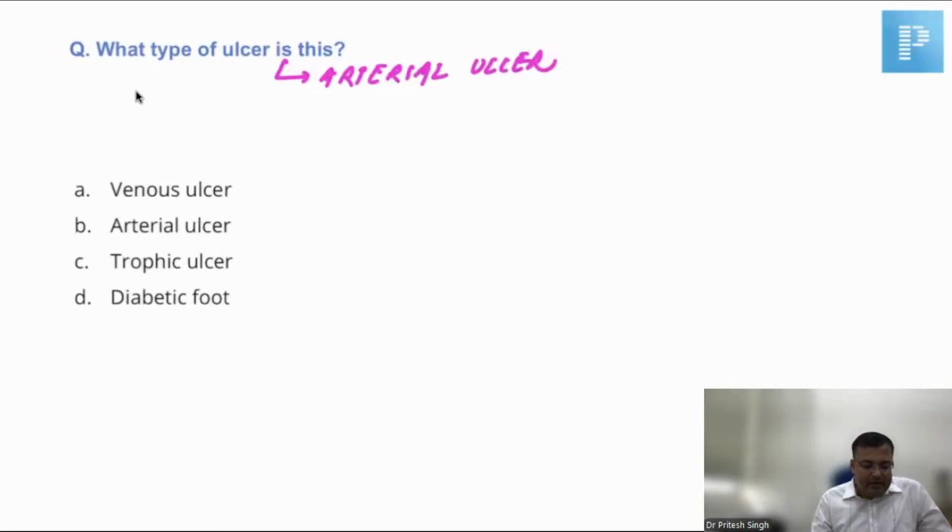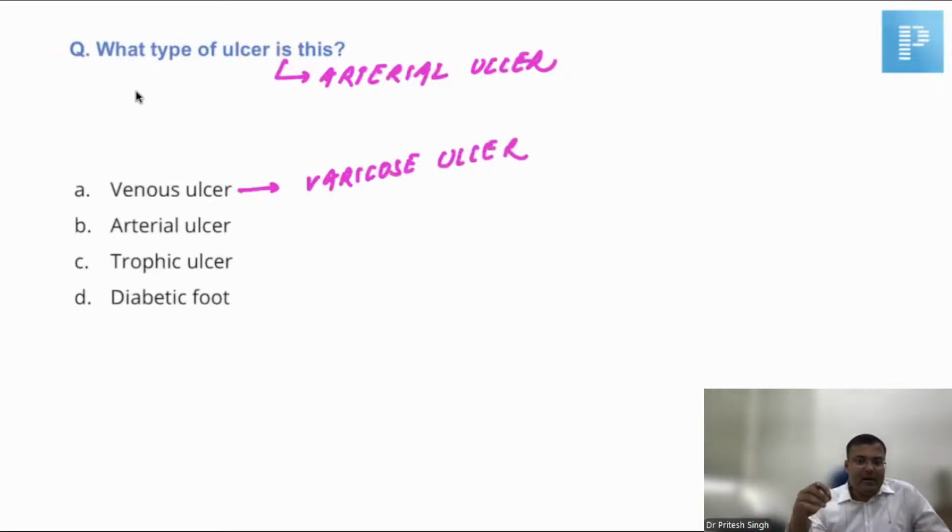Above medial malleolus. Guys, if it's above medial malleolus, then typically it is varicose ulcer. It is in the gaiter region, varicose ulcer. If it is above medial malleolus, and if it is near shin of tibia or at the pressure points, then it is arterial ulcer.